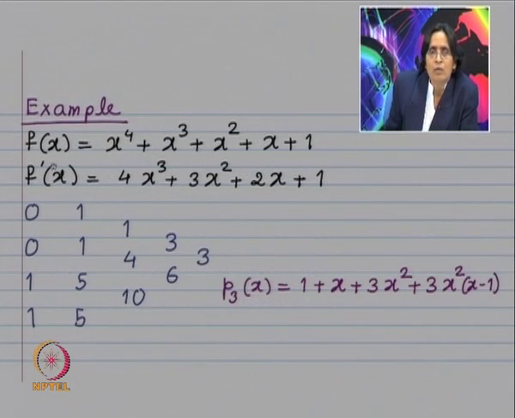So, look at the function f(x) to be x raised to 4 plus x cube plus x square plus x plus 1. Its derivative will be given by 4x cube plus 3x square plus 2x plus 1. The value at 0: f(0) will be 1, f(1) is going to be 5. This entry here is going to be f' at 0. So, f' at 0 from this formula is 1.